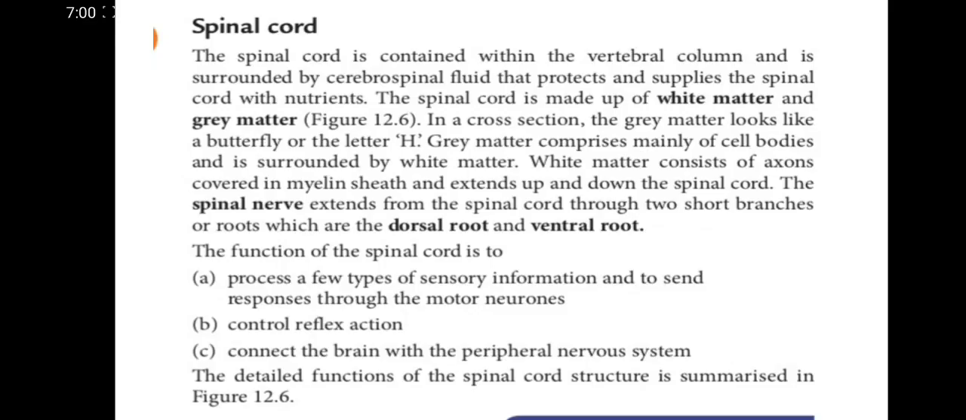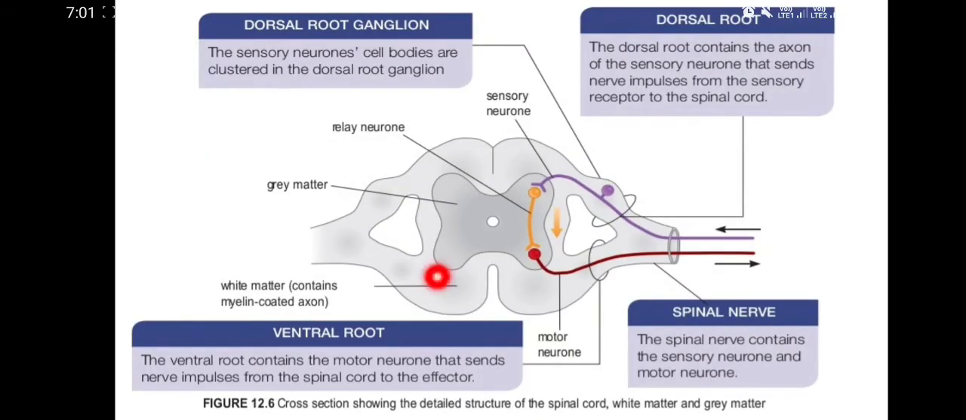Okay, so the functions of spinal cord is to process a few types of sensory information and to send responses through the motor neurons. Okay, and also control the reflex action, okay, and connect the brain with the peripheral nervous system also. Okay, so here is the structure of spinal cord with white and gray matter.